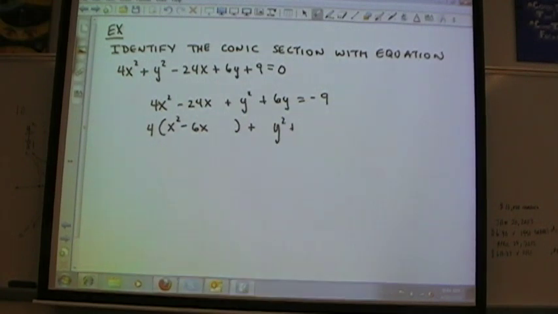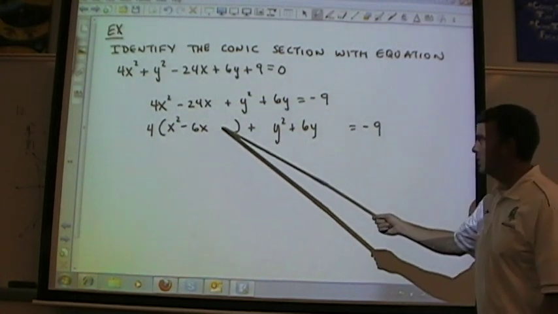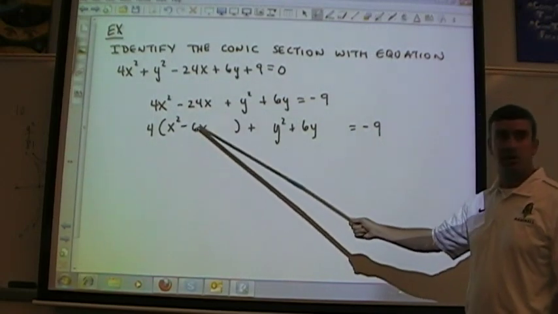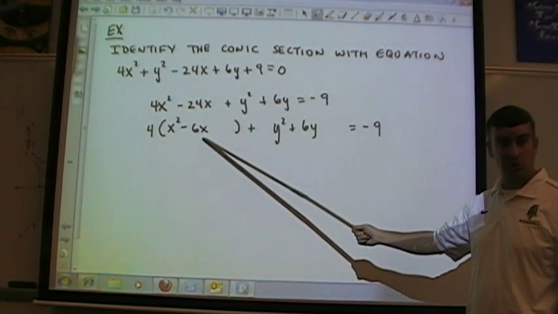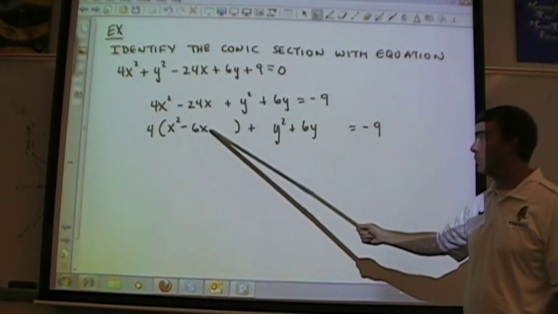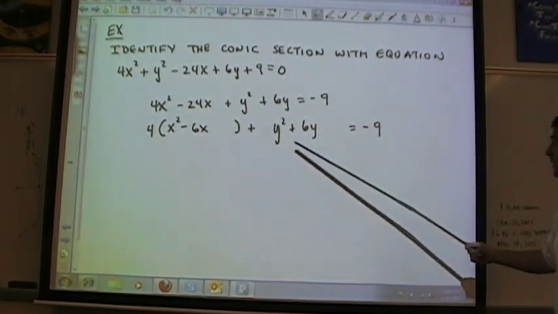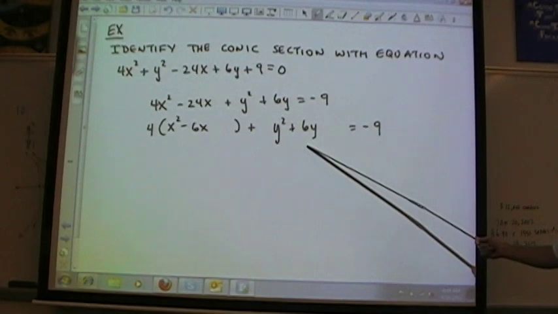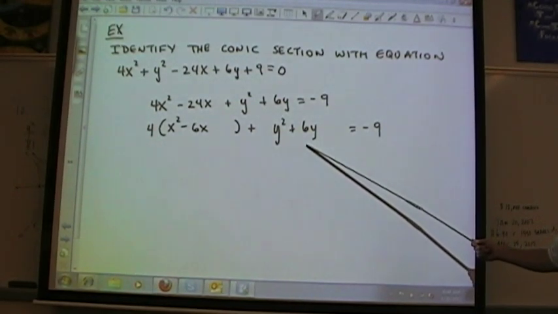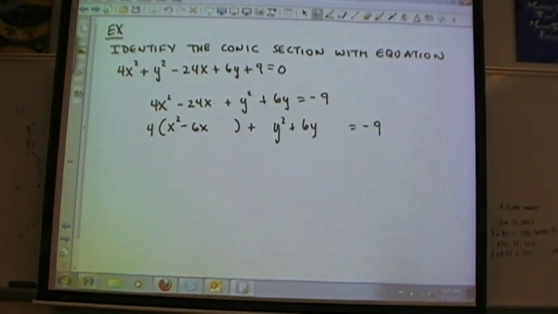For the y's, I'm going to leave a space there too. Now, to find what goes in this space and this space, we take b divided by 2, which is -3, and square it to get 9 here. And what would I get here? 6 divided by 2 is 3, and 3 squared is 9. So that gives me 9 and 9. I'm going to add 9 here and add 9 here to make them both perfect squares.